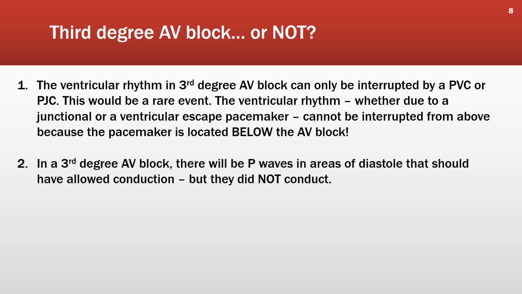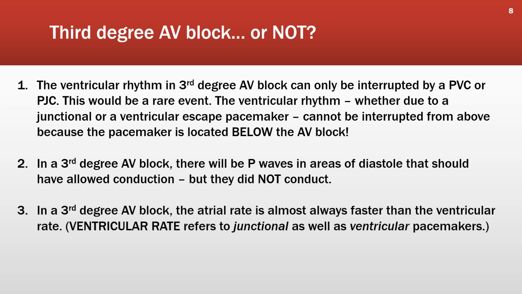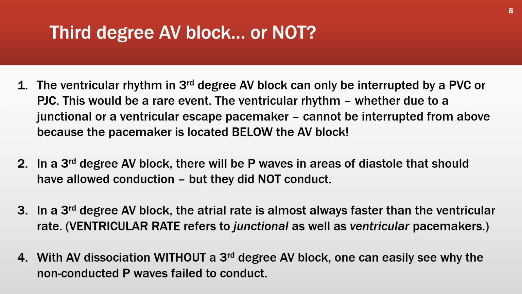Two, in a third-degree AV block, there will be P waves in areas of diastole that should have allowed conduction, but they did not conduct. Three, in a third-degree AV block, the atrial rate is almost always faster than the ventricular rate. Remember, the ventricular rate refers to the junctional as well as ventricular pacemakers. And four, with AV dissociation without a third-degree AV block, one can easily see why the non-conducted P waves fail to conduct.